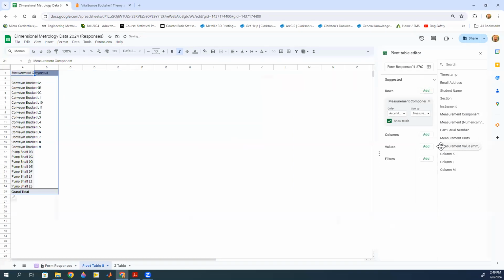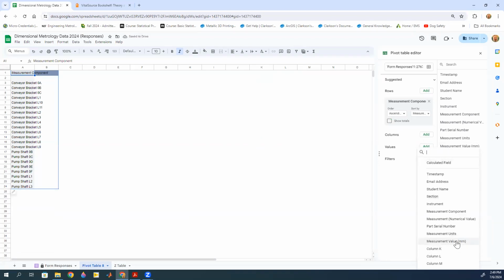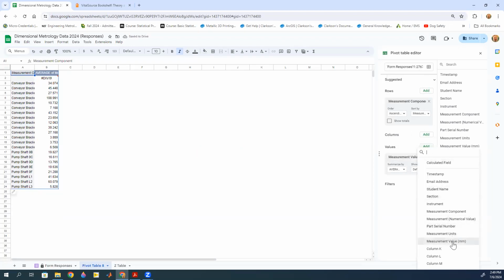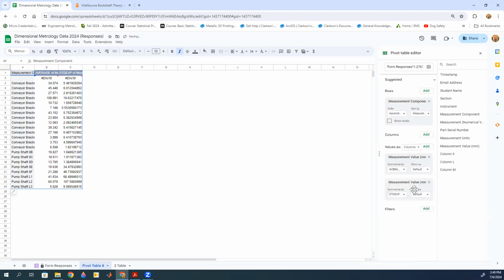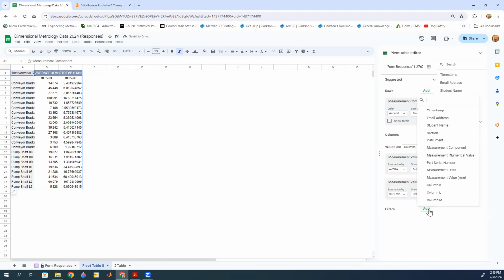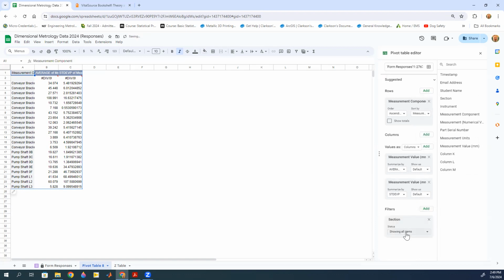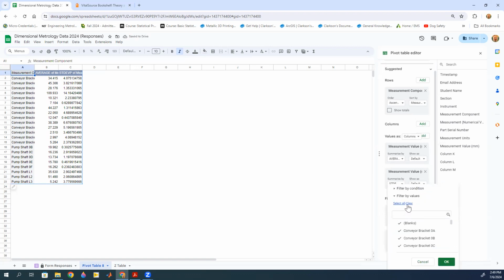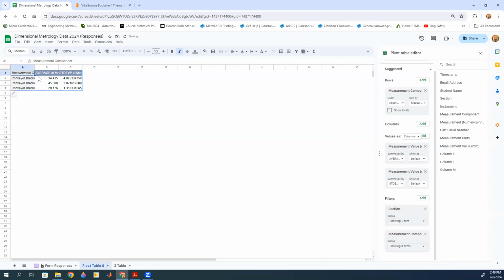So the rows will be measurement component, and we don't need the totals here. And then the values will be the measurement value mean or average, and then also the measurement value standard deviation of the population. We'll filter on section number. So we'll only bring in one section of data, which we'll consider the population. And then we'll filter on the measurement components that we need. In this case, we'll just keep conveyor brackets A, B, and C. Okay, and so here we have our data.